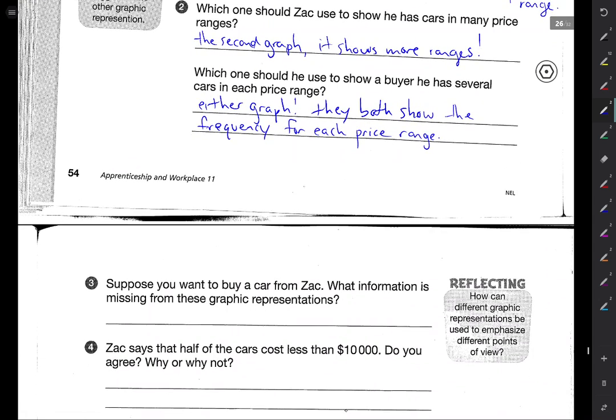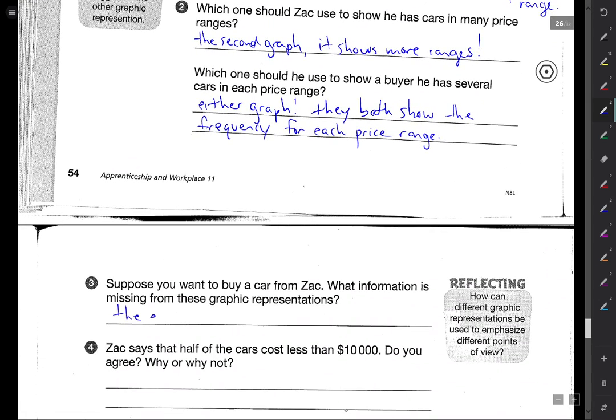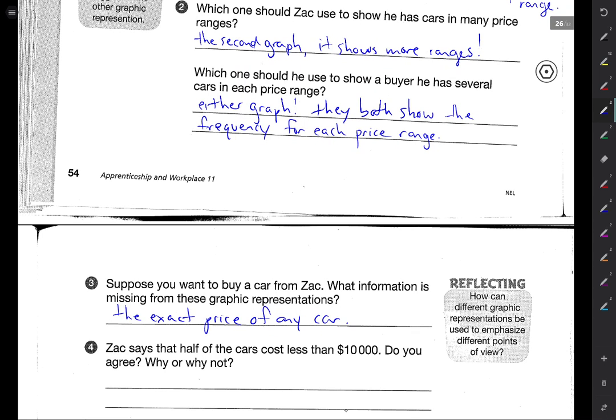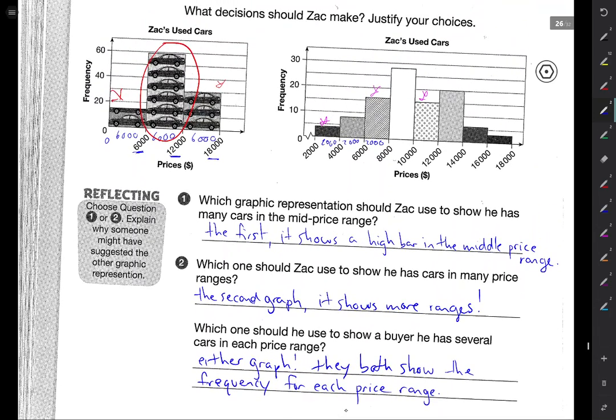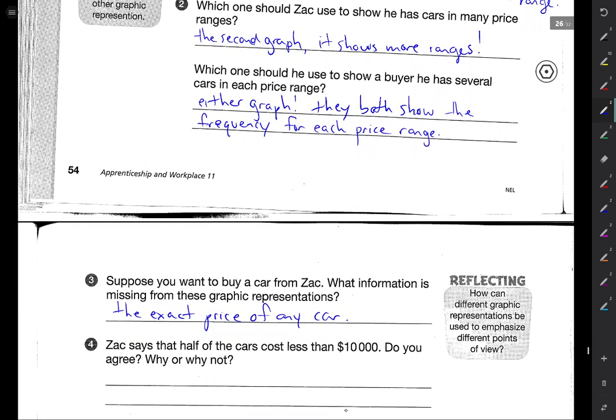So for number 3, we're going to put the exact price of any car. Now you might notice something else missing from these graphs, like maybe the make and model of cars as well. That's something you could also put for number 3. And finally, in 4, it says Zach says that half of the cars cost less than $10,000. Do you agree? Why or why not?